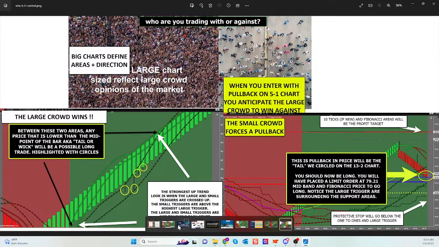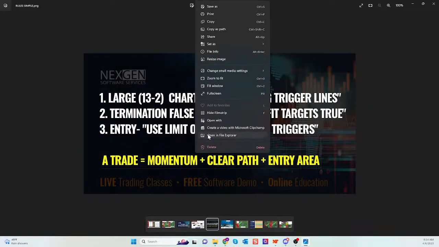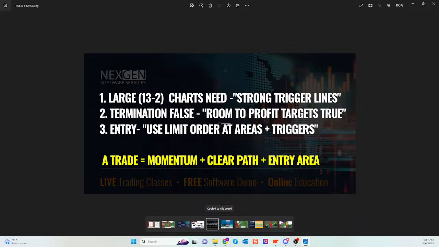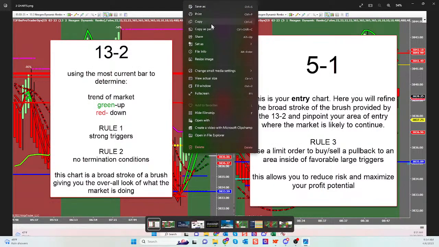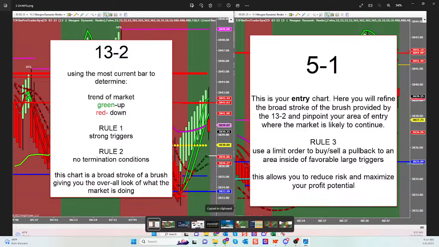So going to keep it simple. We're going to focus on 3 rules for the first hour. I'm going to cover each. We're going to talk about the looks and what they mean. And then we're also going to make sure that those are happening on only 2 charts. 13.2 and a 5.1, guys. This is where you begin.